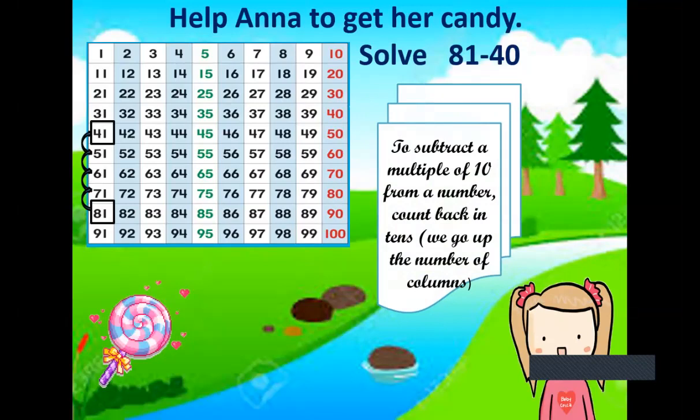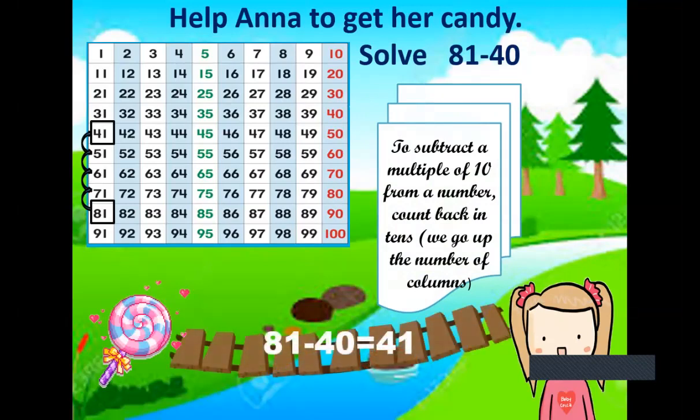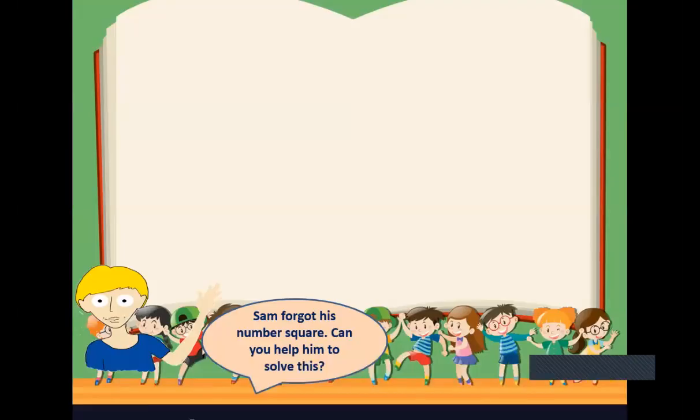So to subtract a multiple of 10 from a number, count back in tens. We go up the number of columns. So the final answer is: 81 minus 40 is 41.